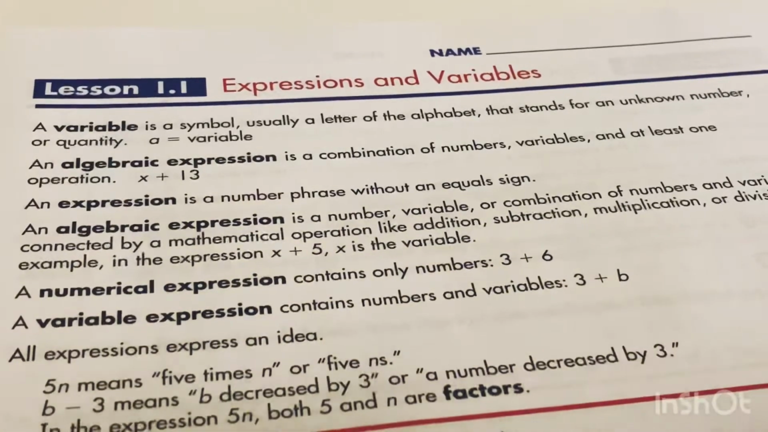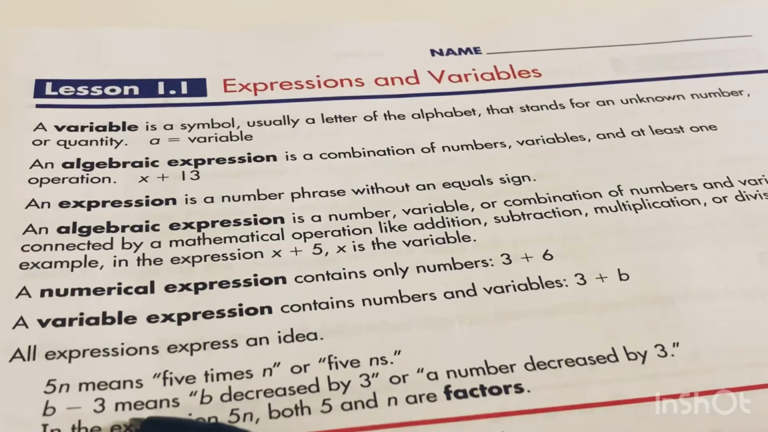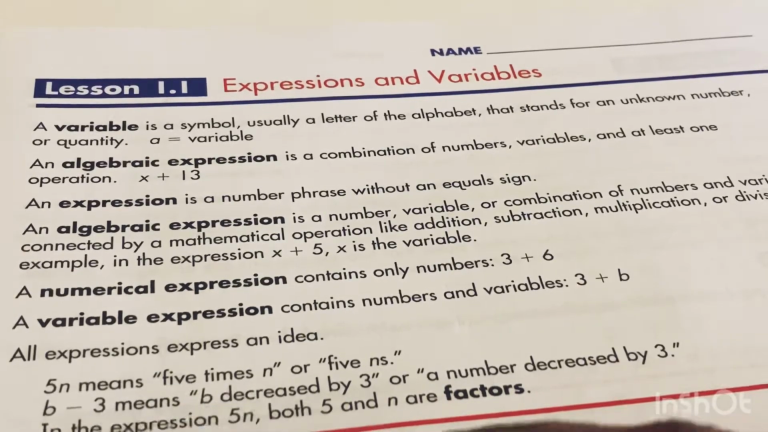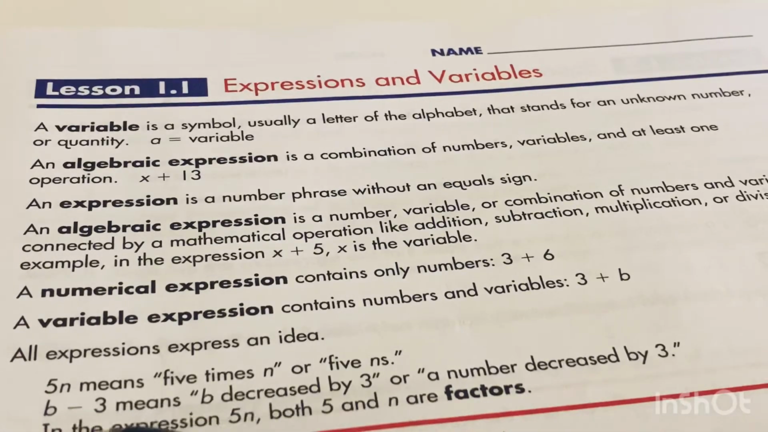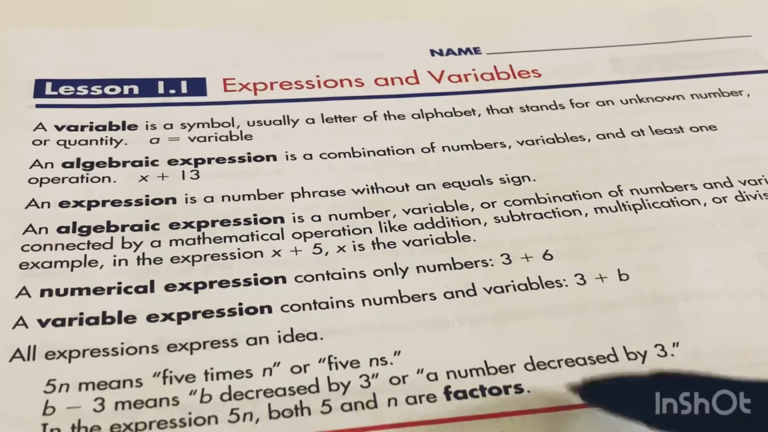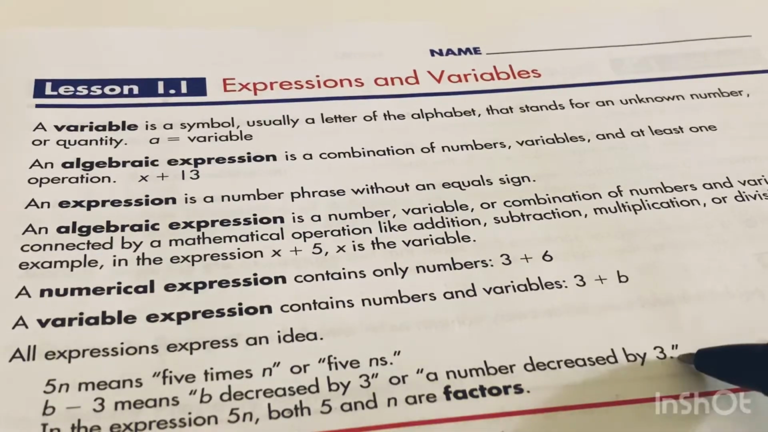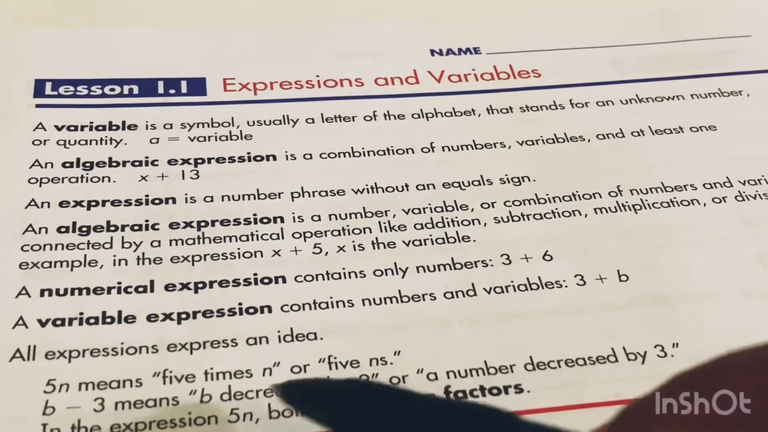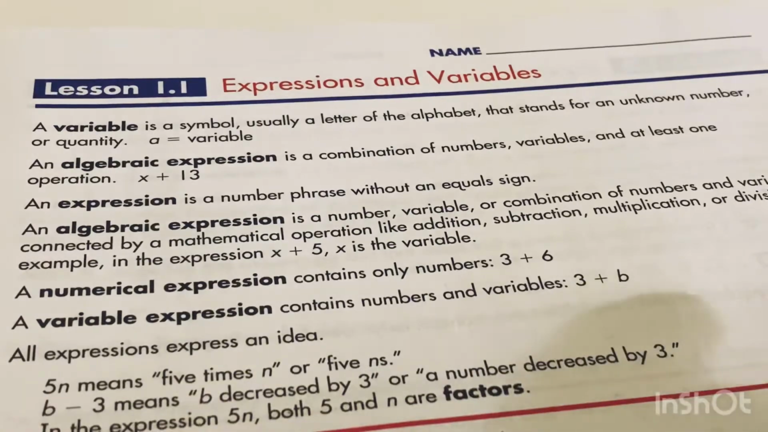Okay, so now the other example is b minus 3. So b minus 3 means that b is decreased by 3. Now here, because we have taken b, we are saying b is decreased by 3, or a number decreased by 3. We just don't know what number it is. A number is decreased by 3, so let the number be any alphabet. Here they have taken b. We can take x also, x minus 3. So a number decreased by 3. So decrease means minus, times means multiplication.